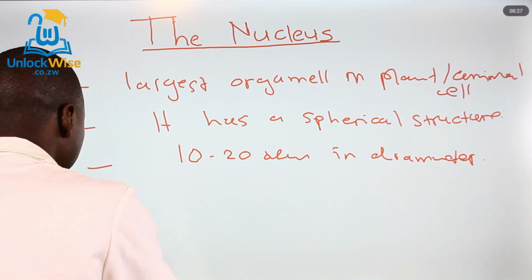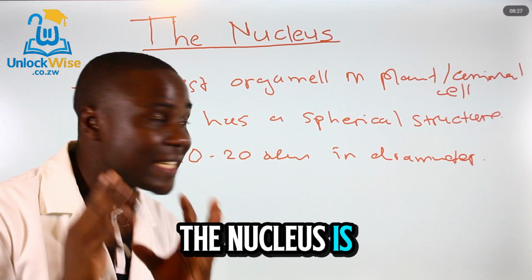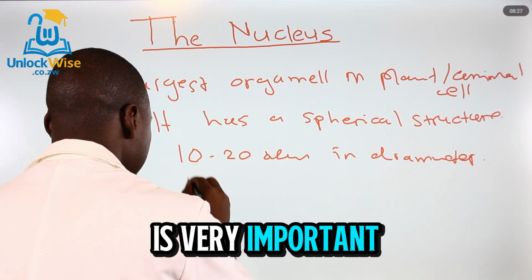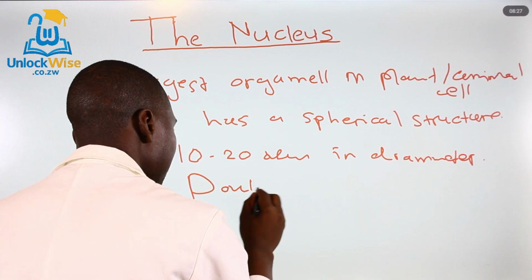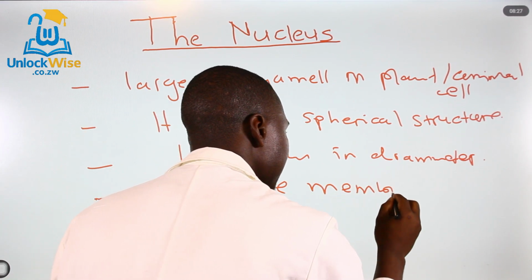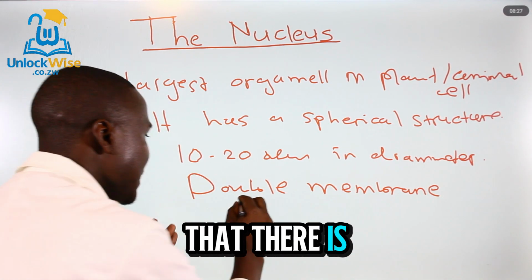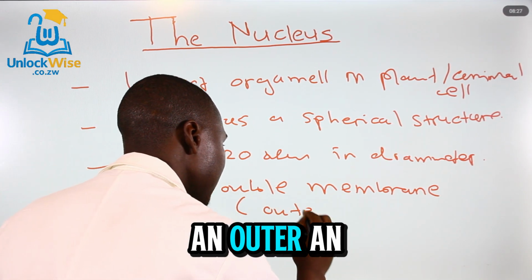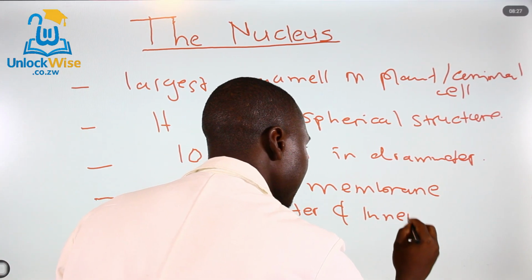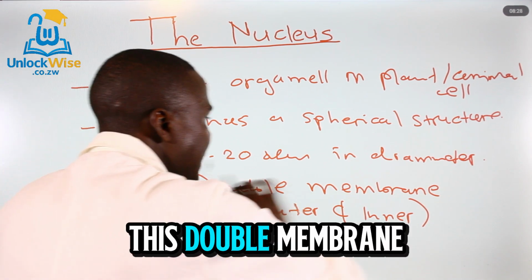And the nucleus is surrounded by a double membrane. This is very important. A double membrane, which means that there is an outer and inner membrane. What is the function of this double membrane?